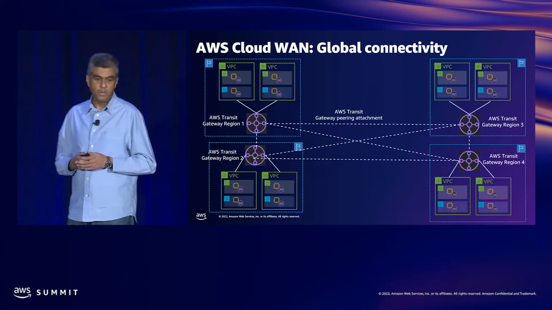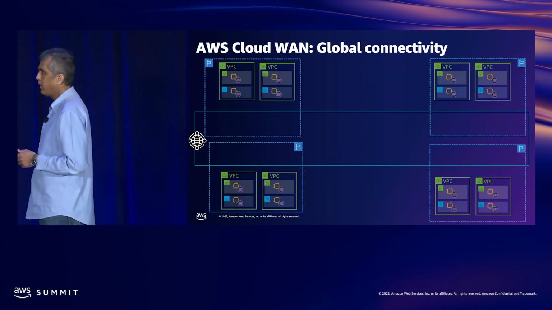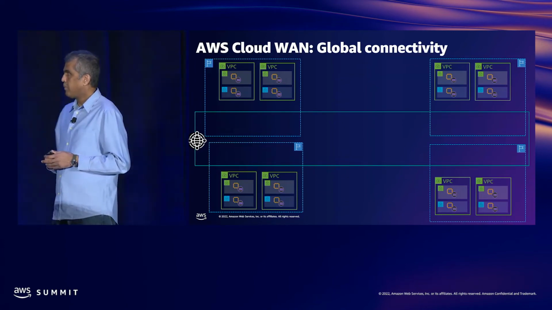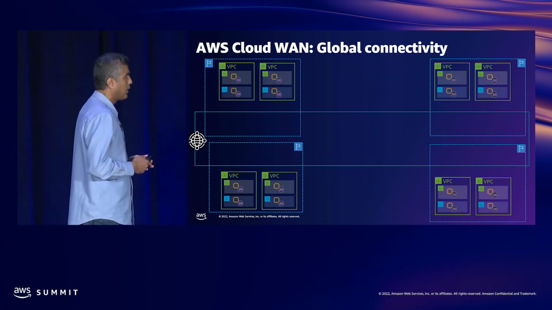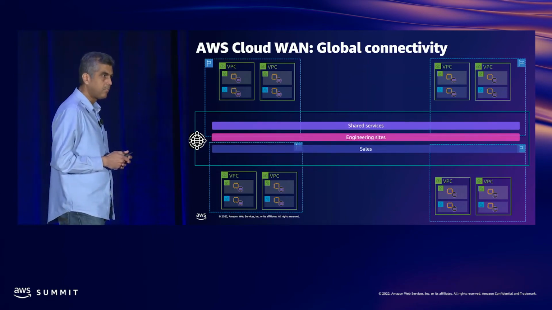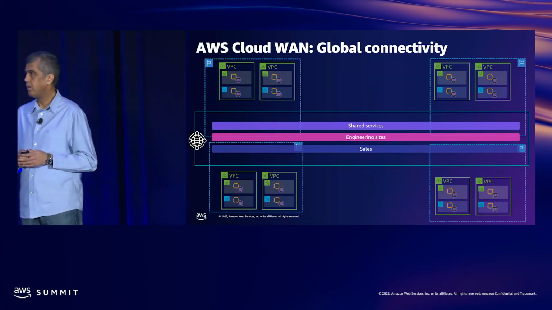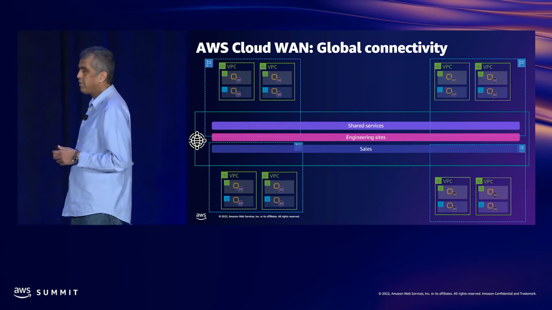Last year at re:Invent, we announced a new service called AWS Cloud WAN. AWS Cloud WAN solves this problem by setting up this global network in minutes. It allows you to create these segments. We talked about the transit gateway route table and the segmentation that you can achieve within your VPCs within the region, and Cloud WAN allows you to extend it globally.